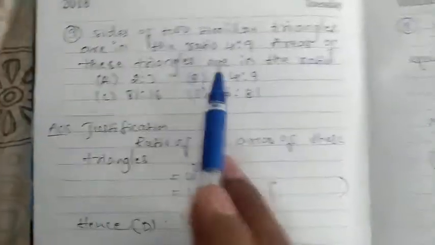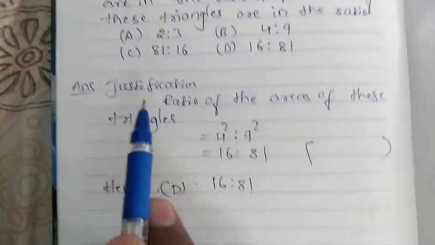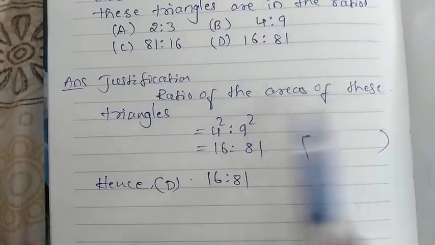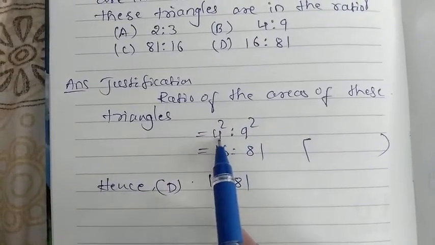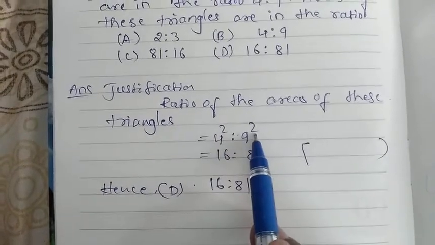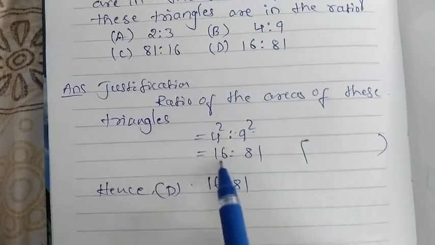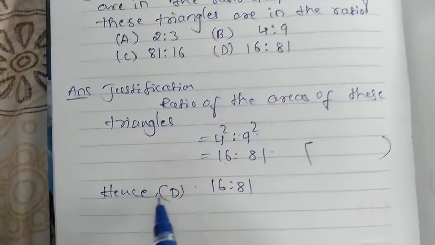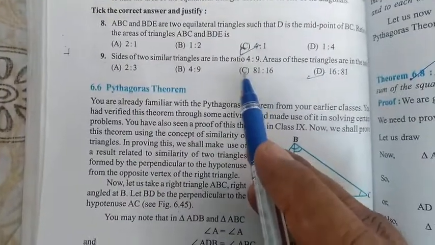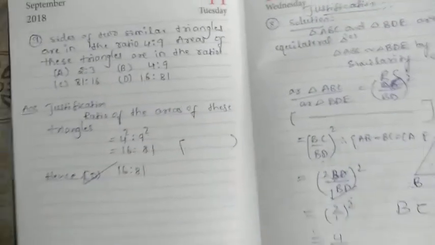See here, this is the given question. See the student justification. The ratio of the areas of these triangles, so what you do here: 4 square is to 9 square. Because sides are given, if you are finding the area you have to square. So 16:81. Therefore, D is the correct answer. So you have to write the justification, children.